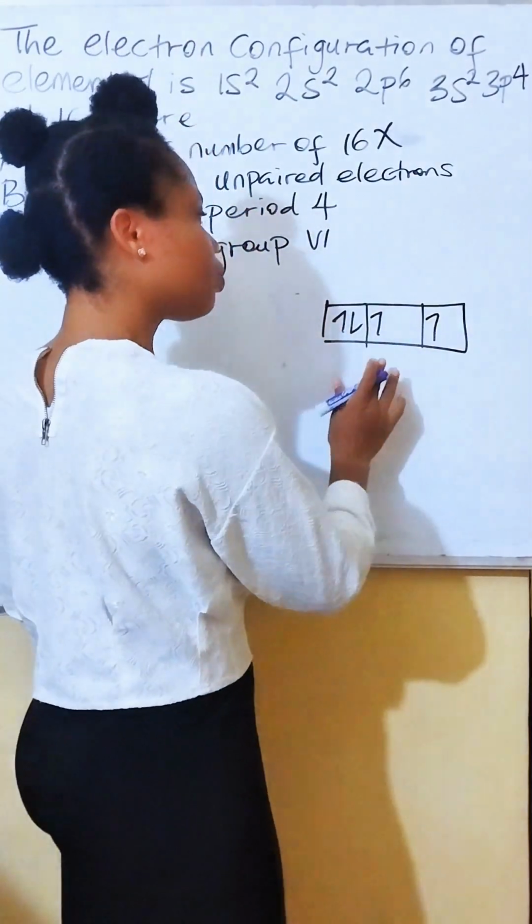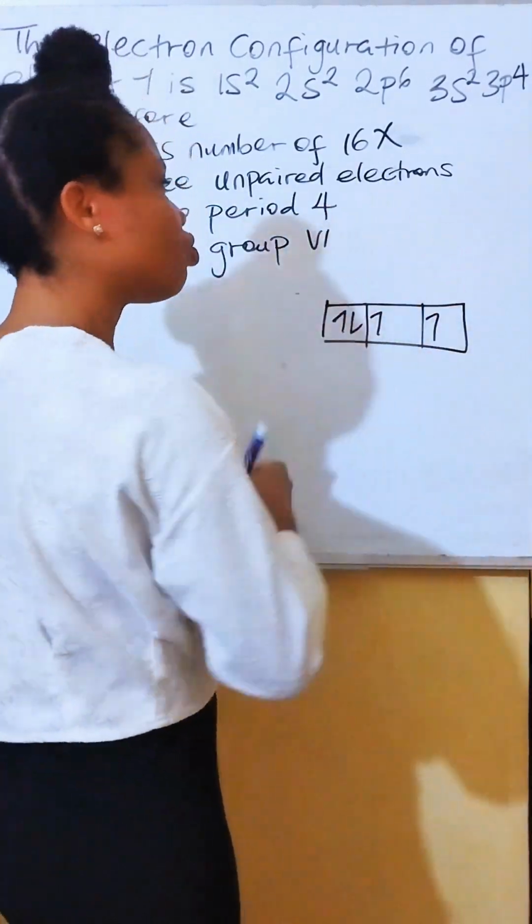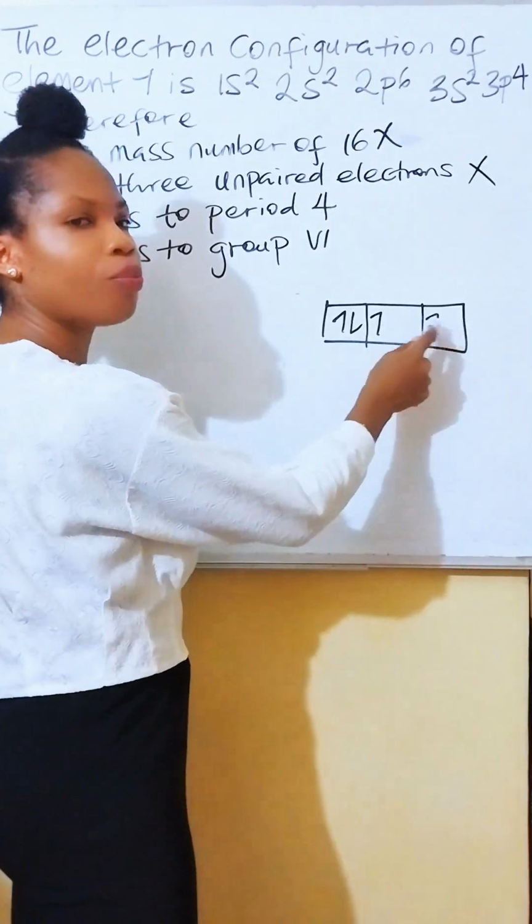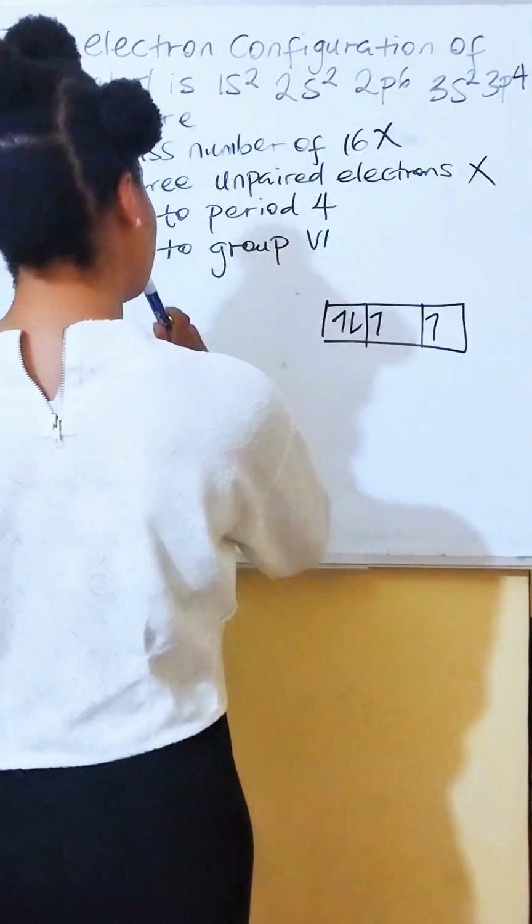Okay, now has 3 unpaired electrons. This is also wrong, because from what we have here, we have 2 unpaired electrons. Okay, let's move to the next one.